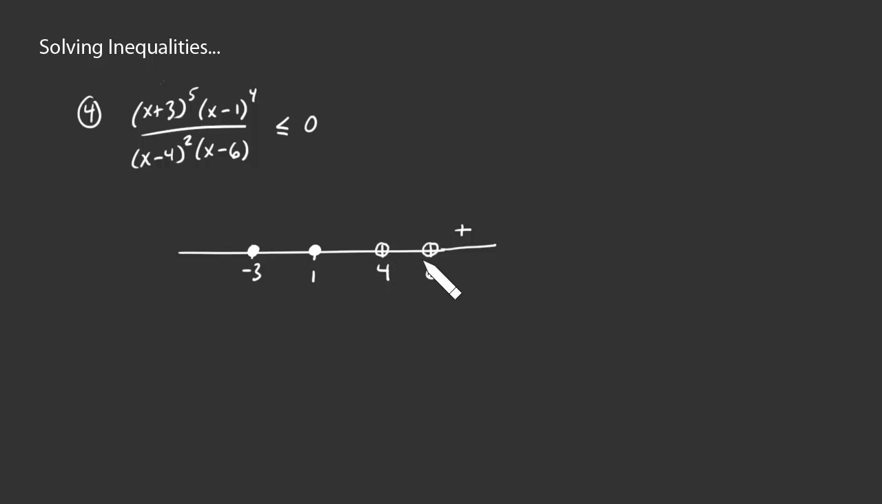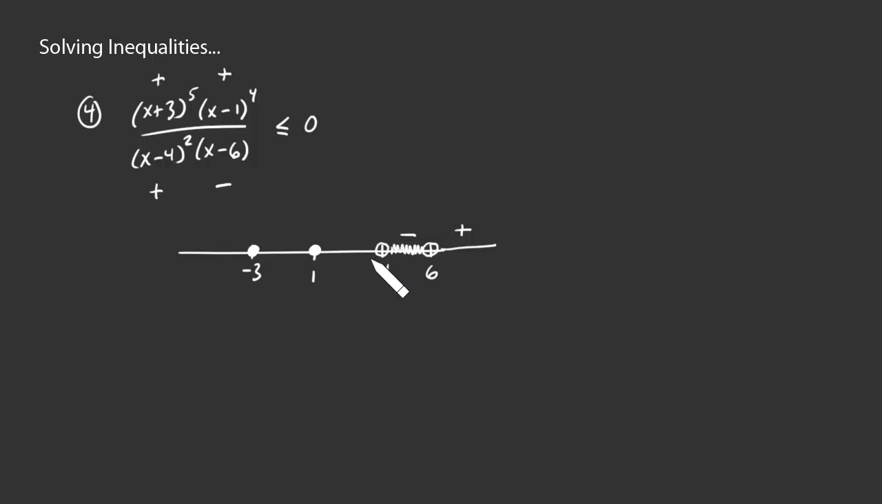Consider the next interval, between 4 and 6. Say 5 is a nice representative value. Something between 4 and 6, if I plug it into x minus 6, that's going to be a negative. This one over here, x minus 4 squared, always contributes a positive. X minus 1 to the fourth always contributes a positive. And x plus 3 to the fifth, well, let's see. If I'm between 4 and 6, that's something positive. Plus 3 is still positive. Raised to the fifth power is still positive. So I have the product slash quotient of 3 positives and a negative. That's negative. Is that what we want to keep? Yes. Negatives are less than or equal to 0. So I'm going to shade all those guys in.